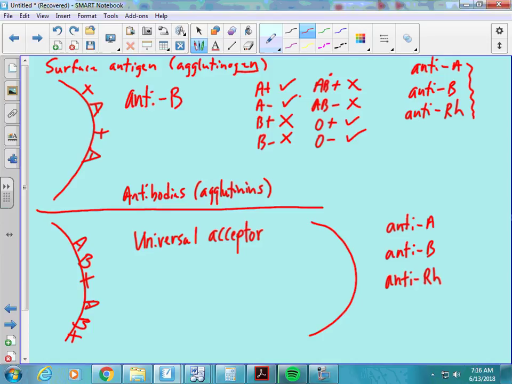So O negative is cool because it's a universal donor. Because it doesn't have any surface antigens on it, we can donate it to whoever. But the problem is it's not going to be good at accepting. So the only blood type it's going to be able to accept from is actually other O negative. Okay? So universal donor, O negative, universal acceptor would be AB positive. That's blood typing. Any questions at all on that?